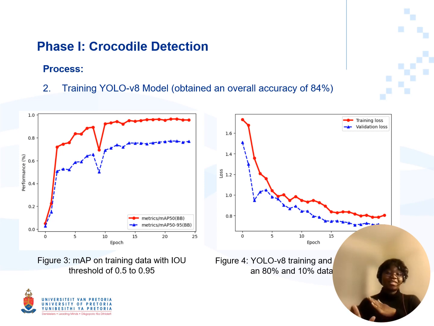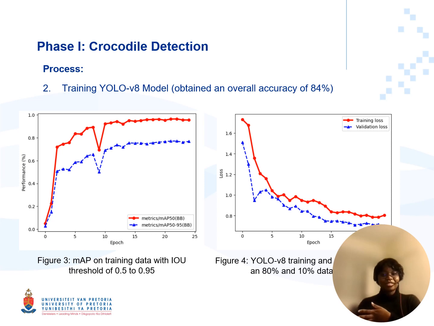Now, these numbers might seem a bit abstract, but what they tell us is that our model did a pretty good job at accurately locating the crocodiles. However, when we look at the mAP score of the IoU ranging from 0.5 to 0.95, we see that it's lower. This tells us that our model is robust, but as always, there's room for improvement.